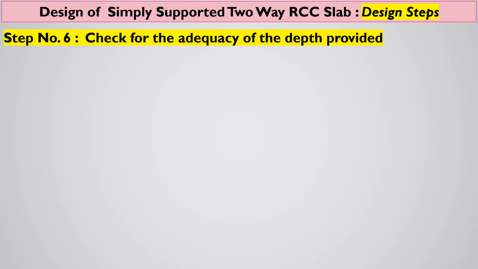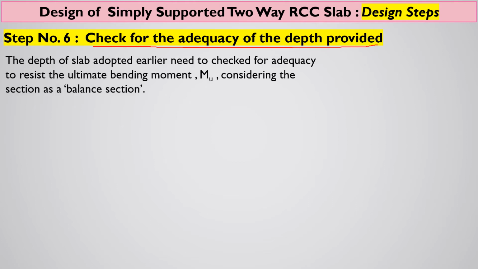So after step number 5, let us go to step number 6, and this is also one of the very important steps. We have to apply the check for adequacy of the depth provided. Earlier we have assumed the effective depth as well as overall depth for the slab. So in this step we will be able to check whether the depth which we have provided is adequate or not. So the depth of slab adopted earlier needs to be checked, as I told, for adequacy to resist the ultimate bending moment Mu, considering the section as a balanced type of section.